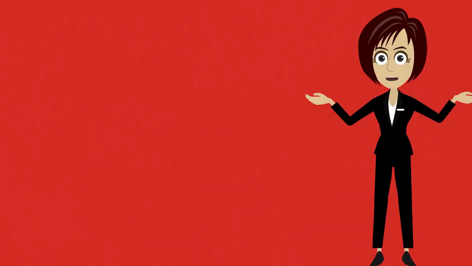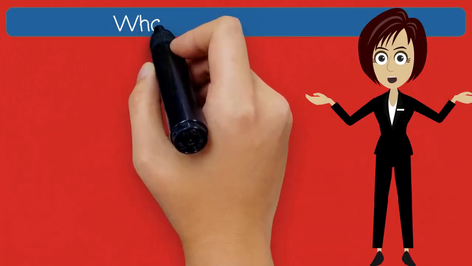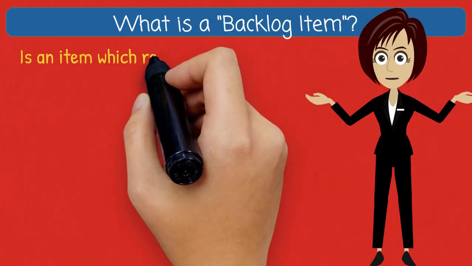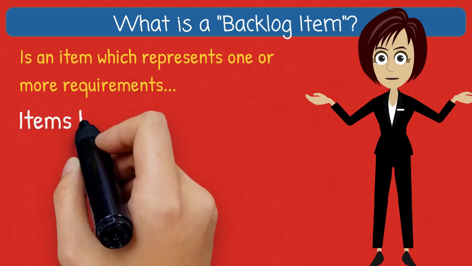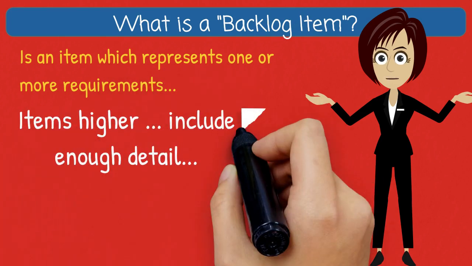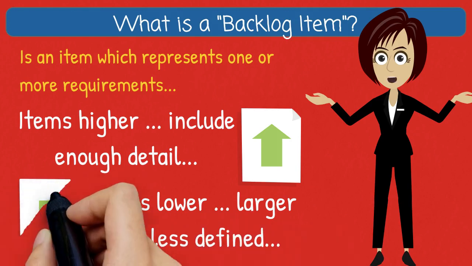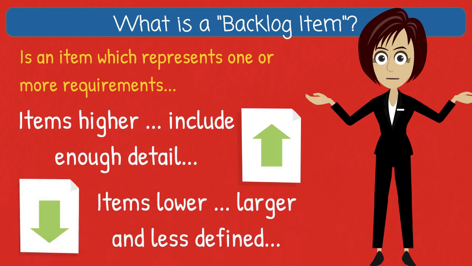A backlog item is an item on the backlog which represents one or more requirements. Items higher on the backlog are appropriately sized and include enough detail for the team to complete in the next iteration. Items lower on the backlog can be larger and less defined.